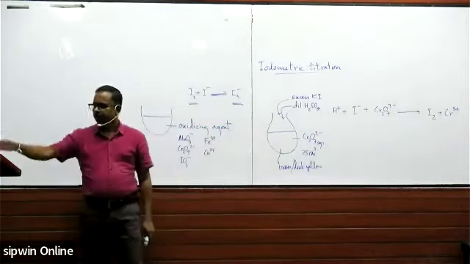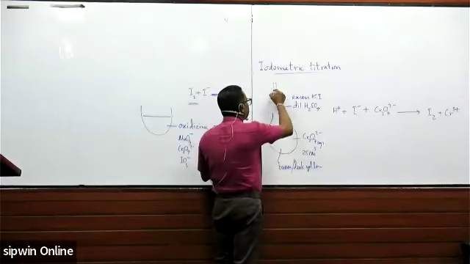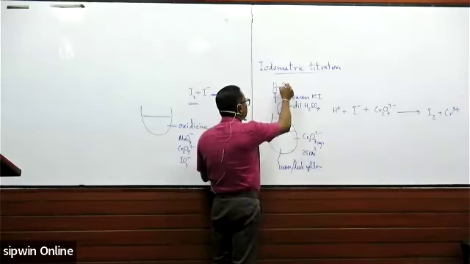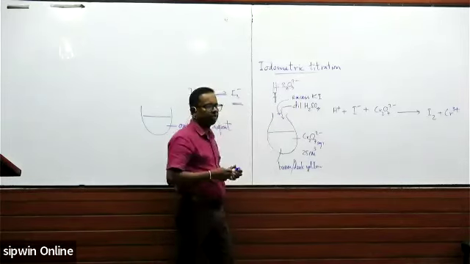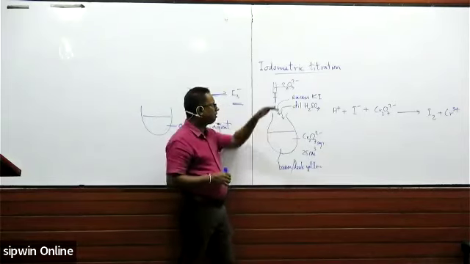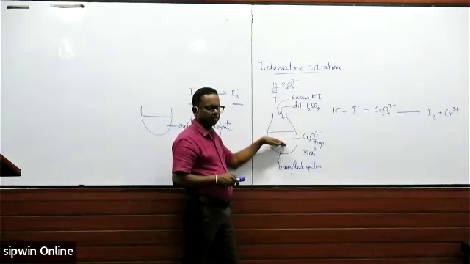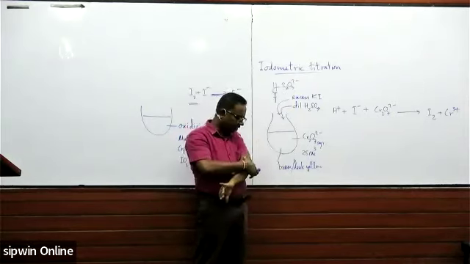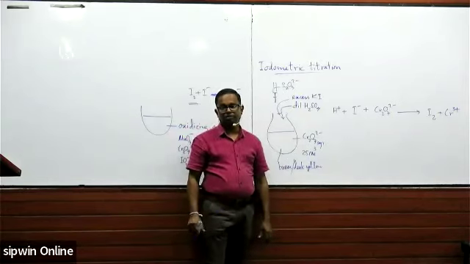Now, all right, we want to titrate this iodine with standard thiosulfate solution. In doing the thiosulfate-iodine titration, our indicator is starch. My titration indicator is starch. But there we also have a problem. What is that?